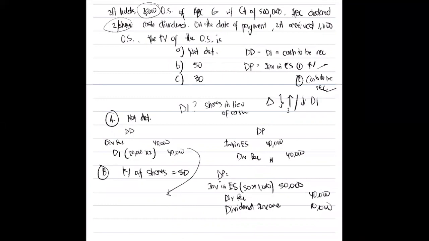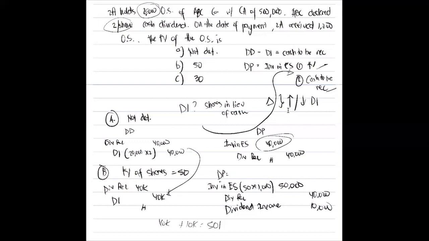Pag tinanong, what is the dividend income in shares in lieu of cash, ang sagot nyo, it's either the fair value or the cash to be received. So dito, dividend income natin equal to the cash to be received. Dito, equals sa fair value. Bakit? Diba initially, we have dividend receivable. Tapos meron tayong dividend income, 40,000. So dito, meron tayong 40,000 na dividend income. Tinaasan natin ng 10,000, magiging 50,000. Yan yung kanyang fair value.